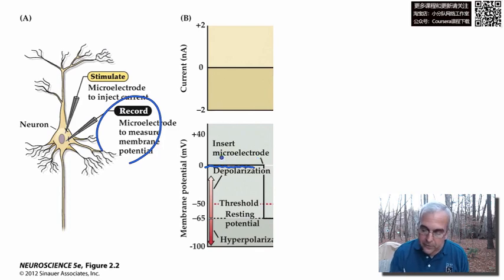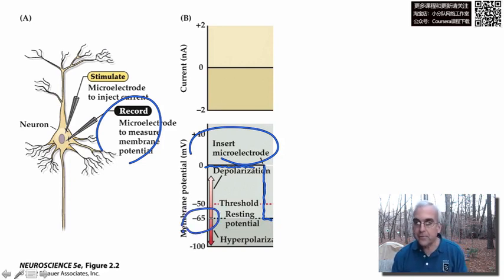But as soon as we insert this microelectrode into this neuron, we see that there is a sharp fall in the recorded membrane potential, which is to say we are recording a potential between the inside of the cell and the outside, with the inside of the cell being negative relative to the outside. And the magnitude of that negativity, at least in this experiment, is on the order of about minus 65 millivolts. So we call this the resting membrane potential.